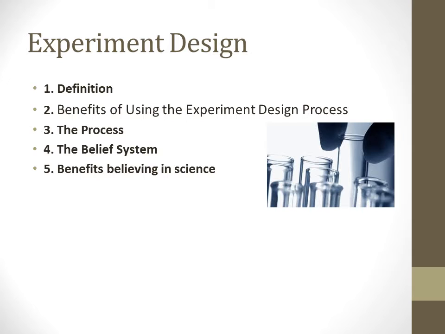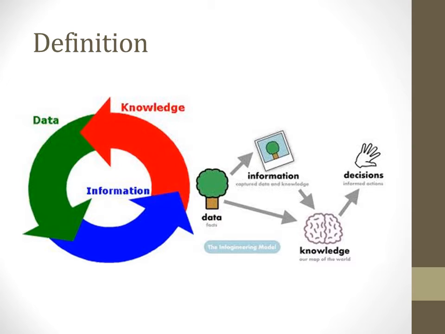The 5 concepts that will be discussed are: 1. The definition, 2. Benefits of using the experimental design process, 3. The process itself, 4. The belief system, and 5. Benefits of believing in science. The definition: experimental design is a design of any information gathering exercise where variation is present. It includes systematically planning, executing, analyzing, and reporting an experiment. The aim is letting the data reveal what is most likely true.